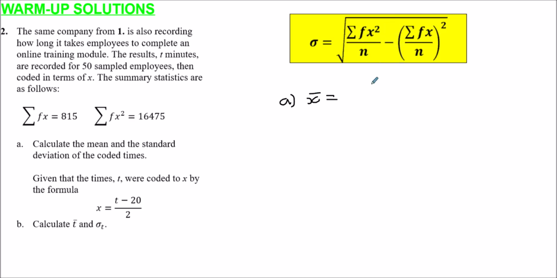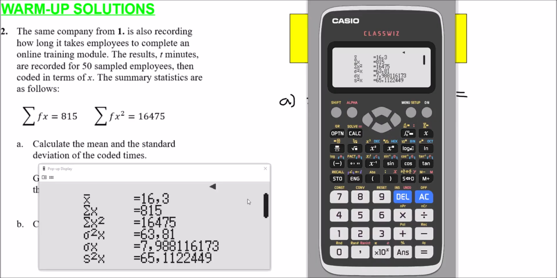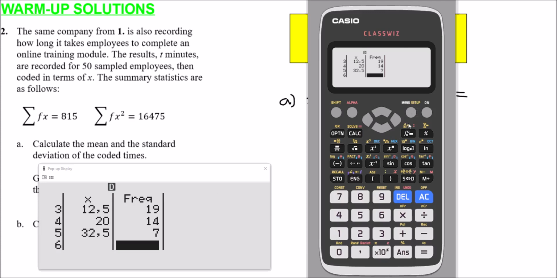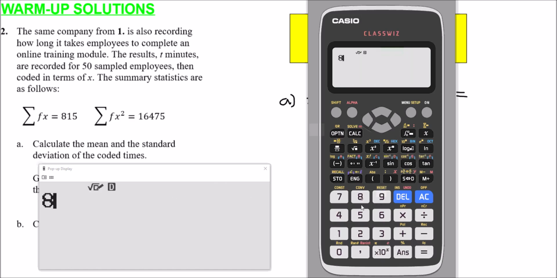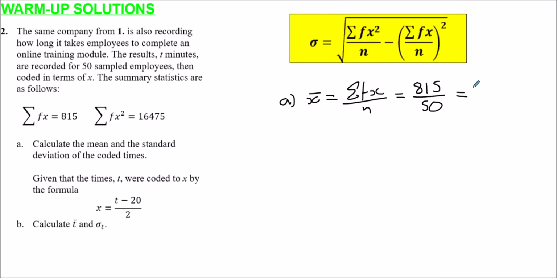Anyway, the mean of x is the sum of fx divided by the sum of all the values you've added. So we know what the sum of fx is. It's 815. And there's 50 sample employees, so 815 divided by 50. So what does that give us? Get back into normal mode. So 815 divided by 50 gives us a mean of 16.3.